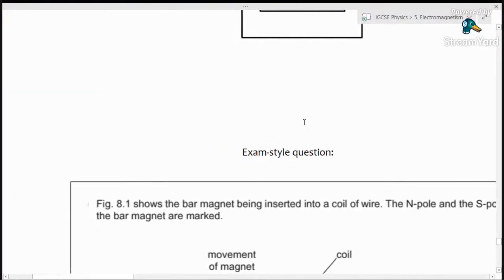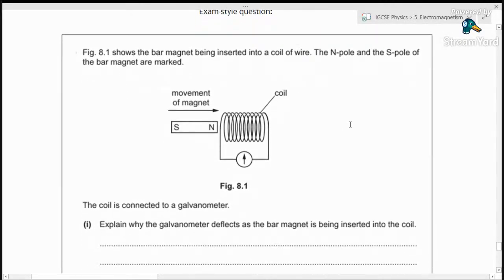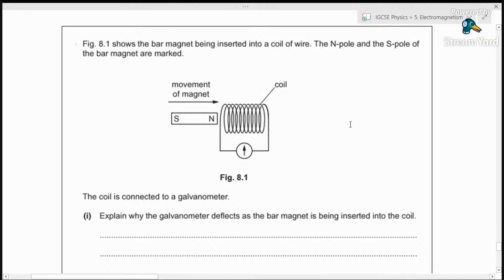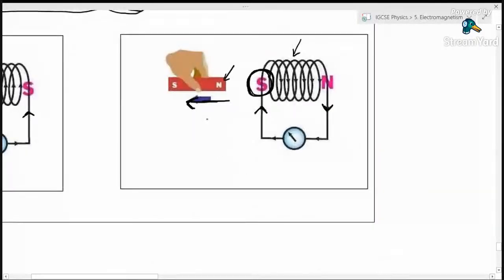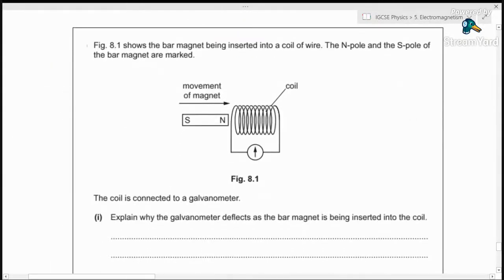Now that brings us to an exam style question. This is actually from a past paper. So what is it saying? It says figure 8.1 shows the bar magnet being inserted into a coil of wire. We can see right here, this magnet is moving in this direction. The north pole and the south pole of the bar magnet are marked. We can clearly see that this side is north and this side over here is south.